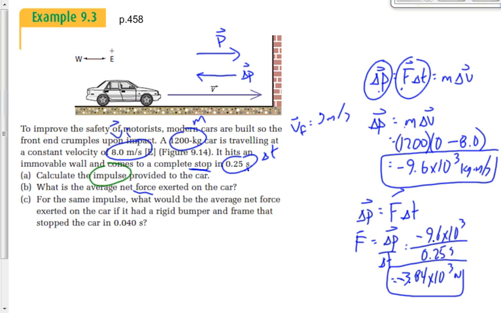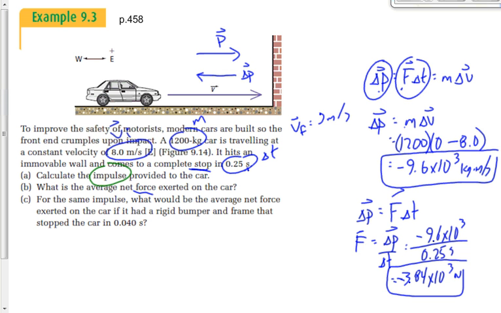Maybe it crashes into a wall with a crumple zone. Maybe it crashes into a wall with a rigid bumper. Maybe it comes to a gradual stop at a stop sign. I don't know how it stops. The car had 9,600 kilogram meters per second of momentum. Now it's got none. Its impulse is negative 9,600 no matter how it stops. It doesn't matter whether it comes to a crashing stop here or a gradual stop at a stop sign, the impulse will be the same.